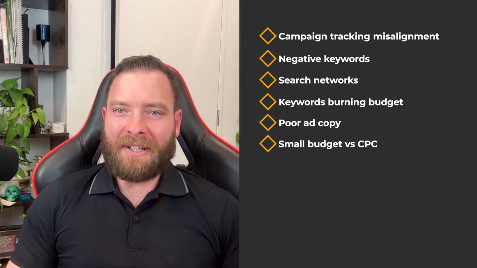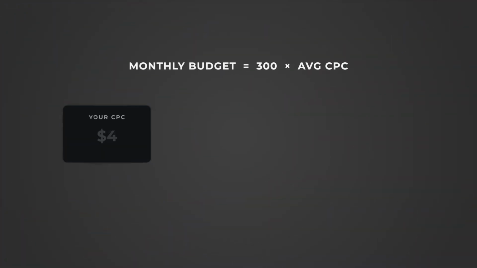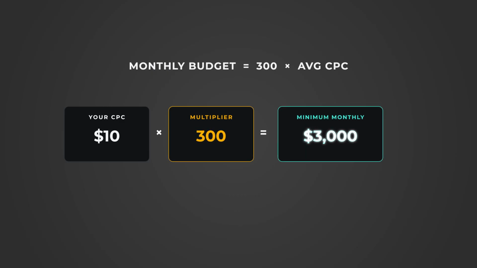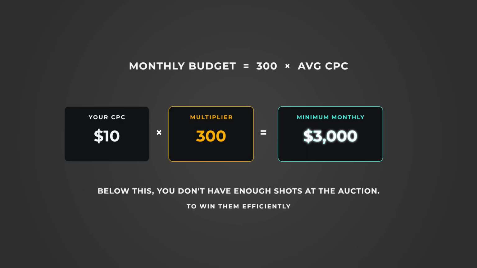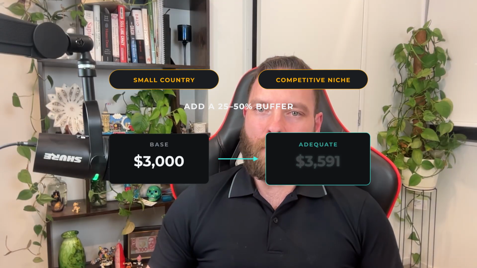Now, the next problem we see commonly is small budgets relative to cost per click. You want to have at minimum your monthly budget to be 300 times your average CPC. So if your cost per click is $10, you want to make sure you have a budget of at least $3,000 to ensure that you have the opportunities to win auctions efficiently. Now, if you're in a small country or in a competitive niche, you might want to add 25 to 50% of a buffer for this. So a $3,000 budget would be more adequate at a $4,500 budget if you're in a highly competitive niche or in a small country.